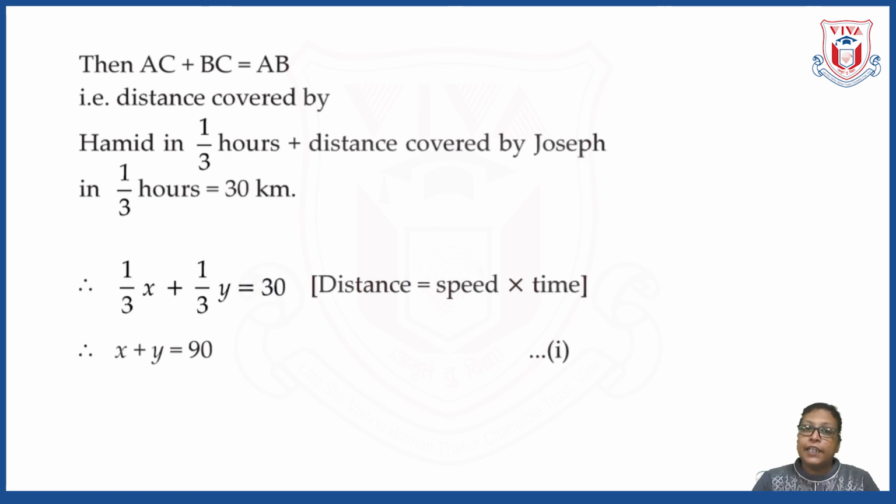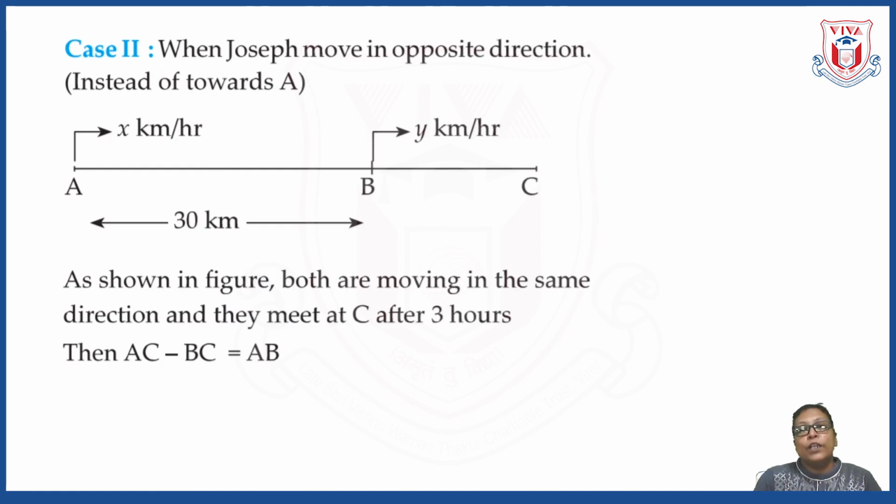Now, let us see case 2, when they are traveling in the same direction. When Joseph moves in the same direction, that means instead of towards A, he is moving towards C. You can see that now C is on the right hand side of B. Once again you will see the diagram. Hamid is starting from A with the speed of x kilometers per hour, and Joseph is starting from B with the speed of y kilometers per hour. And they are meeting somewhere at point C.